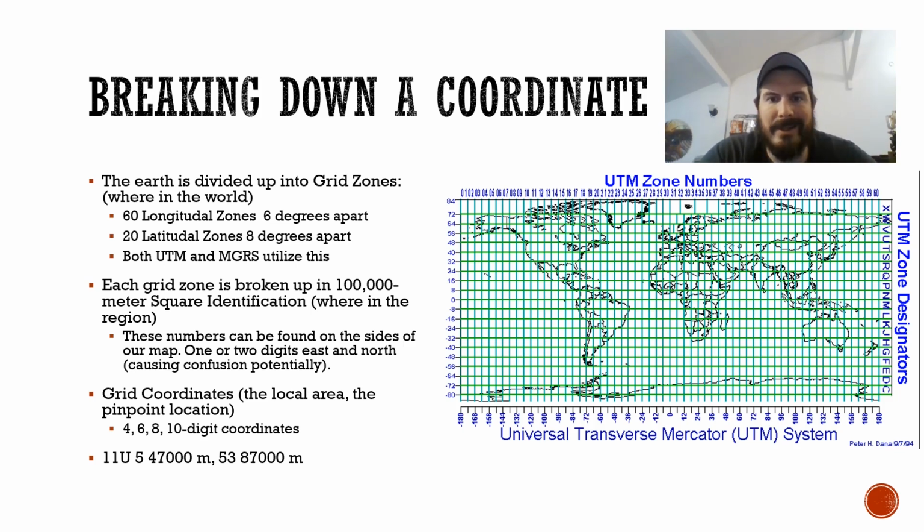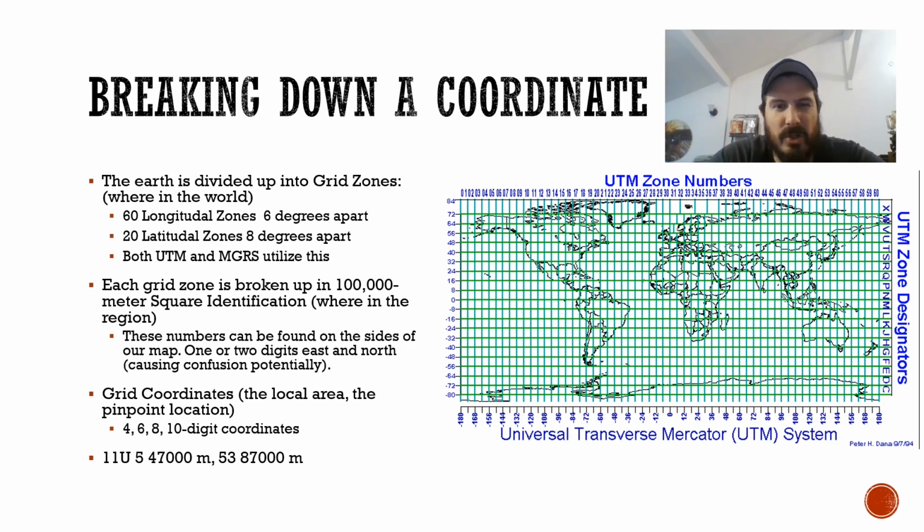These are going to be measuring east. You can see that they're starting with a 0 here and with a 60 here. You're going to have 20 latitudinal zones, starting here and going here. These are running parallel to the equator. And they're going to make little grid squares or little boxes here.